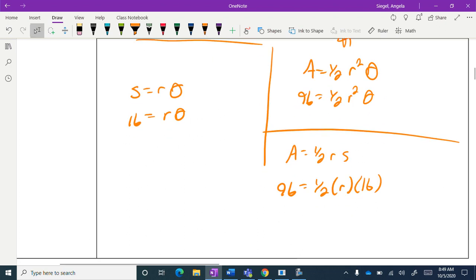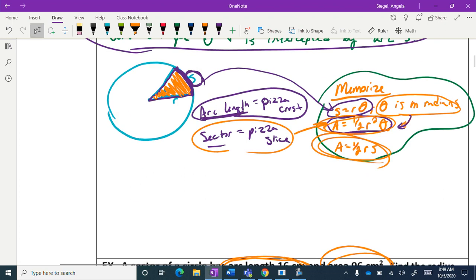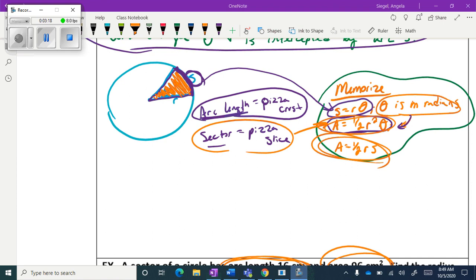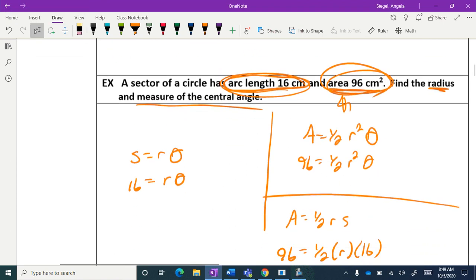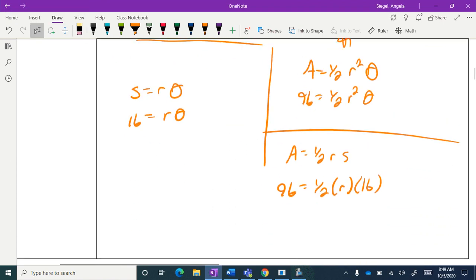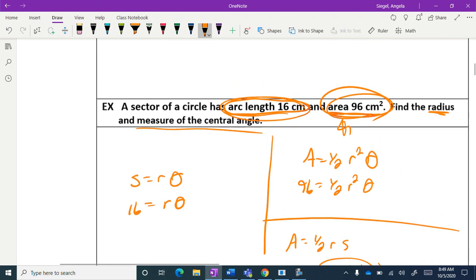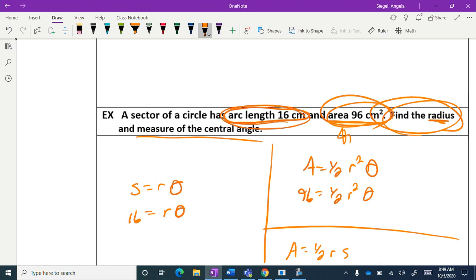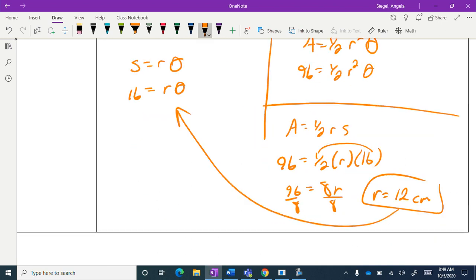Okay, so again, it's just trial and error on which formula we're going to use. There's not a secret, just think about what you have. So I have 96, half of 16 is 8, divide by 8, so R equals 12 centimeters. Okay, so I've answered this part: find the radius. I also need to find the measure of the central angle. So I'm going to come back to that.